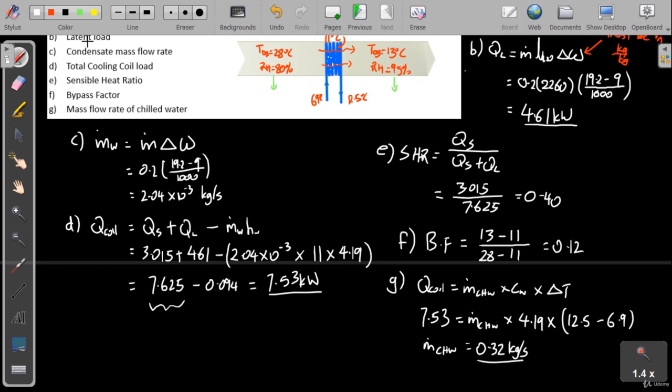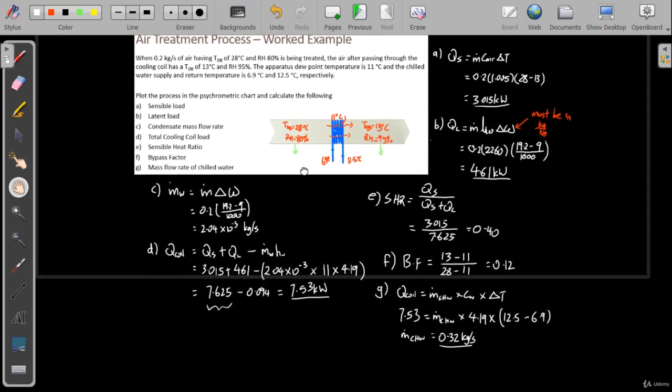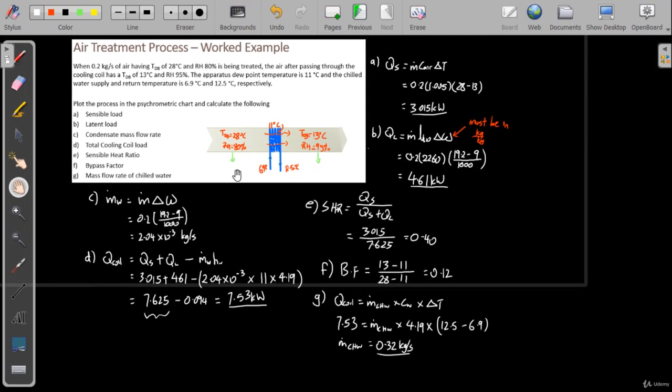Alright, so with that, this is one of the worked examples on how to use all these various equations in an air treatment process.